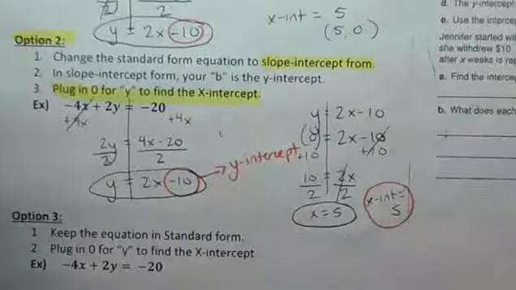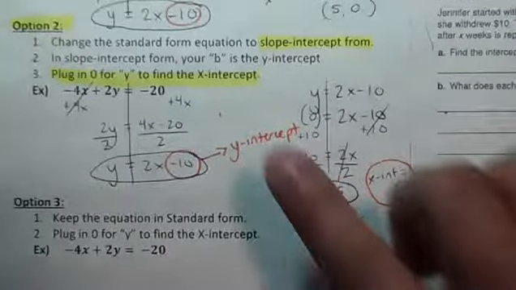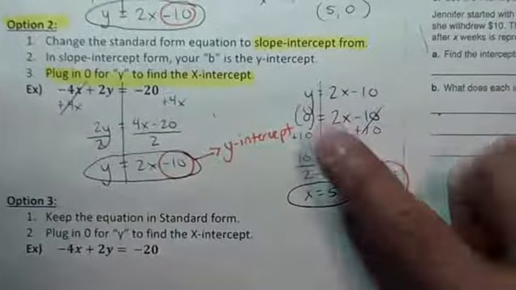Okay, so that's the second way. That's without a calculator. Say your calculator broke, you didn't know what to do, that's one way. Change it to slope-intercept form. The b is the y-intercept, and then we just plug in 0 for y.